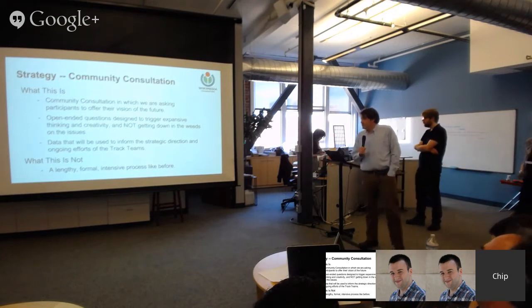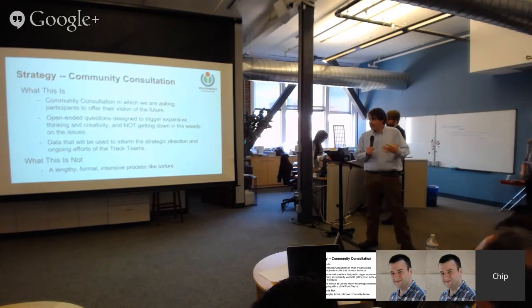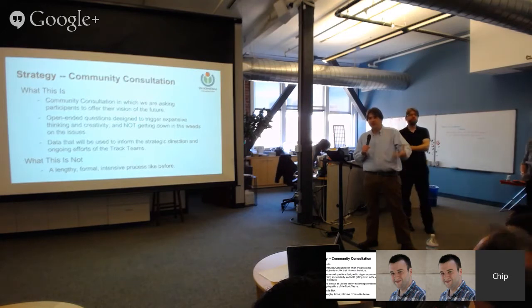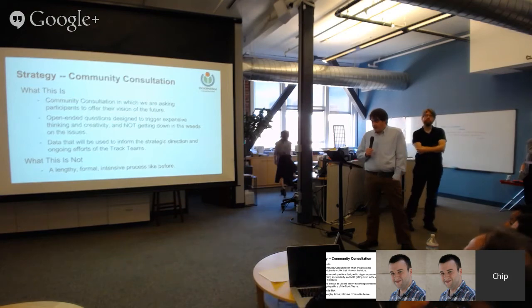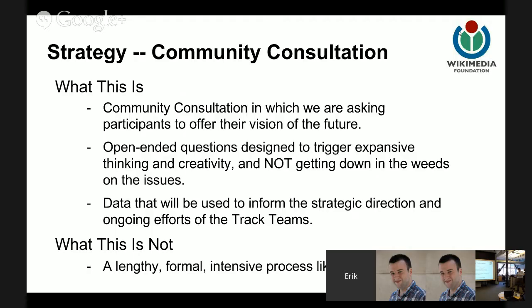What this is, though, is that we are going to have a community consultation where we're asking our participants to give us their vision. We're really going out to the community and saying, share with us what you think this place should be. We're asking open-ended questions that are fairly carefully designed to get people to think outside their comfort zone and think expansively and strategically, and not to focus them on being down in the weeds. We all know Wikipedians. Most of us are Wikipedians. We know we love to solve the little problems. We'll get down in the weeds and solve anything. This is an attempt to raise you up and have you think a little more strategically.